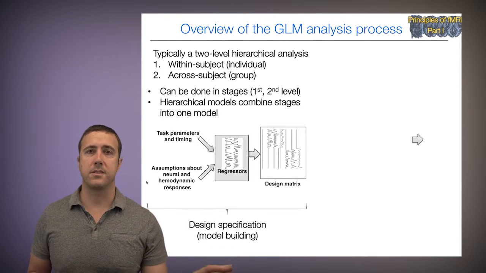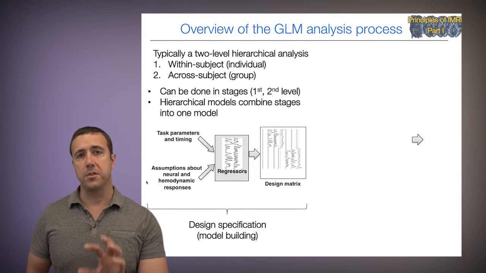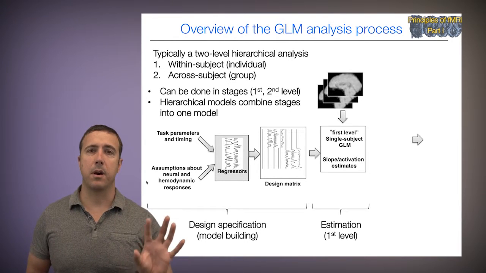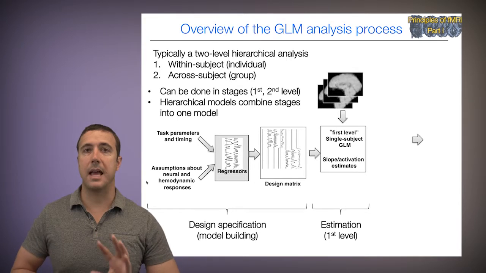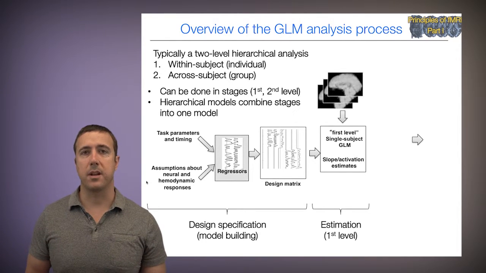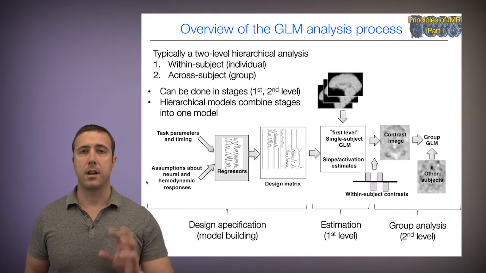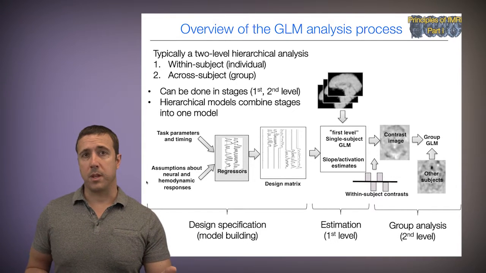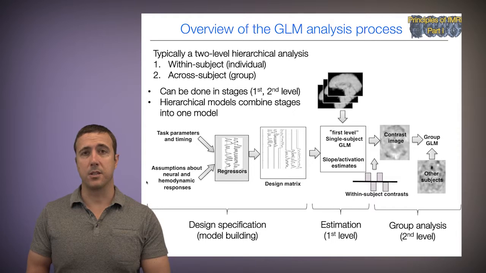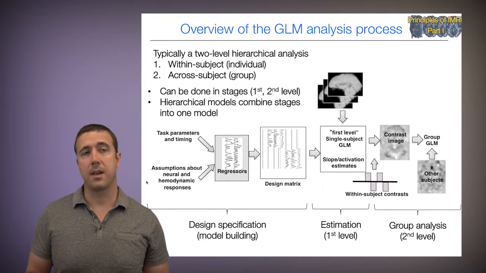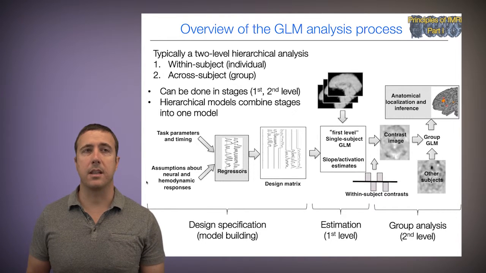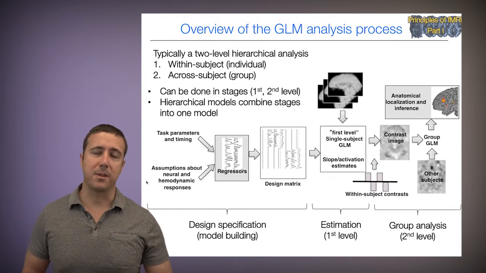So where we are in the processing stream, and the steps are, first, design specification or building a model. Secondly, that model is combined with real data and estimated, and effects are estimated at each voxel. And contrast images are calculated. We'll talk more about those later. Those are combined with images from other subjects into a group analysis. And then finally, we can make inferences about the areas that are activated in that group and localize them anatomically, talk about them.